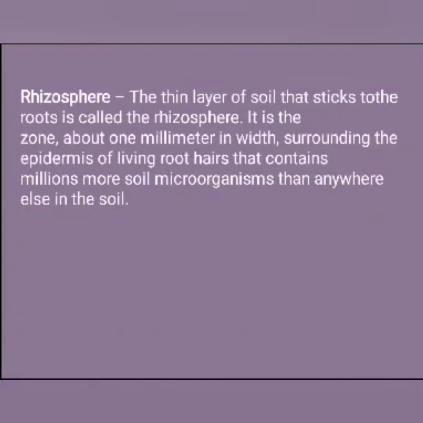The next one is the rhizosphere. The thin layer of soil that sticks to roots is called the rhizosphere. It is the zone about 1 millimeter in width surrounding the epidermis of living root hairs that contains millions more soil microorganisms than anywhere else in the soil. The rhizosphere is the zone of soil surrounding a plant root where the biology and chemistry of the soil are influenced by the root. As plant roots grow through soil, they mostly release water-soluble compounds such as amino acids, sugars, and organic acids that supply food for the microorganisms.